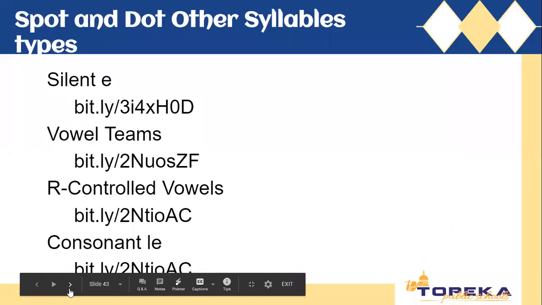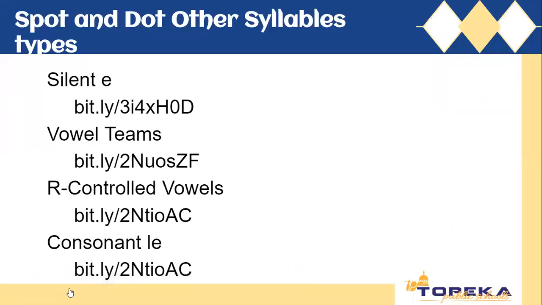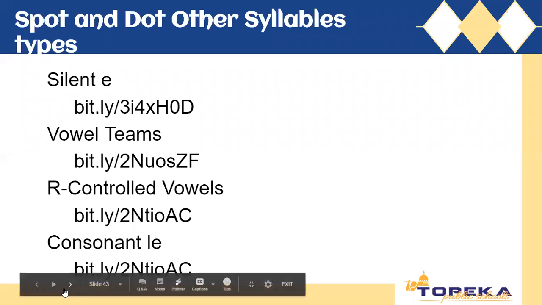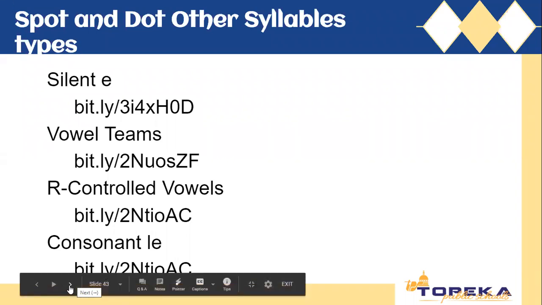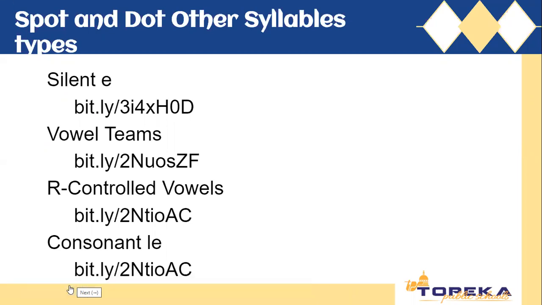On this page, I have 4 other videos for you where I demonstrate how to spot and dot silent E syllables, vowel team syllables, r-controlled vowel syllables, and consonant-le syllables. So you may take a moment to watch each video about spotting and dotting those syllable types. When you have finished, you may go on to the next slide.